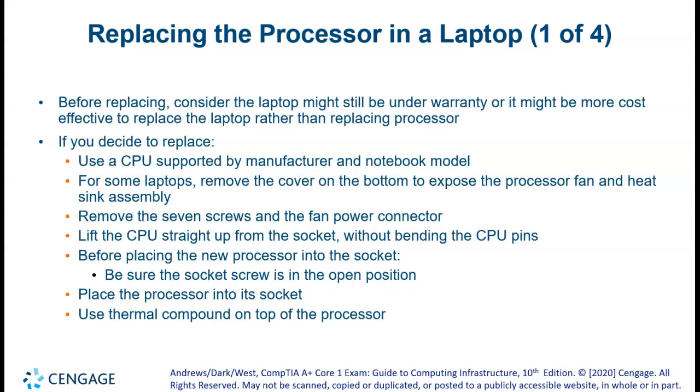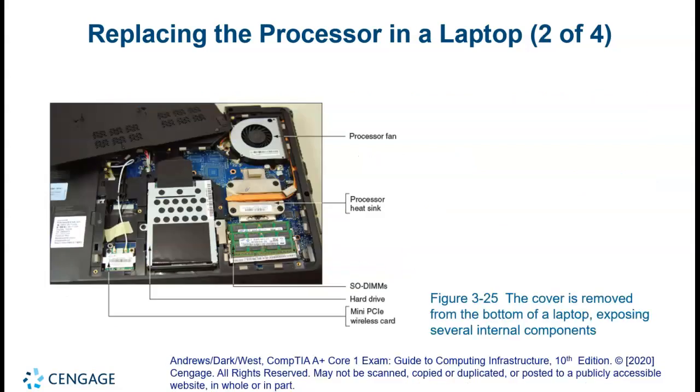For some laptops, remove the cover on the bottom to expose the processor fan and heatsink. Remove the 7 screws and the fan power connector. Lift the CPU straight up from the socket without bending the CPU pins. Before placing the new processor into the socket, be sure the socket screw is in the open position. Place the processor into the socket. Use thermal compound on top of the processor. There it is. That's the processor fan, the heatsink right here.